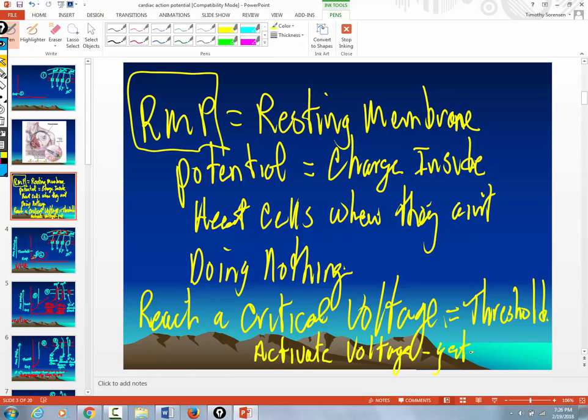And if you recall, voltage-gated channels are kind of like opening up the floodgates, right? Leak channels leak in. Voltage-gated channels, you flood them in. Say yeah. Okay? All right.